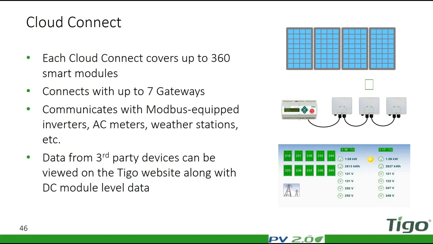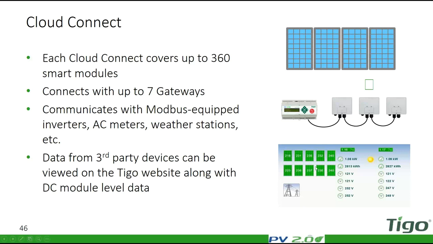Next, we have the Cloud Connect. It can speak with up to 360 smart modules. So with up to 360 TS4 retrofit monitoring, safety, or optimization, up to 360 of those, up to 7 gateways can be connected in series to a single Cloud Connect. And it can also be used as a general purpose data logger to collect information from inverters, from weather stations, or whichever other equipment you have.